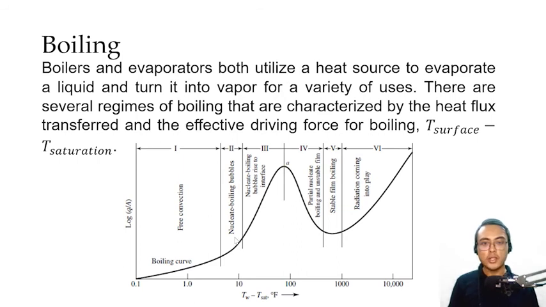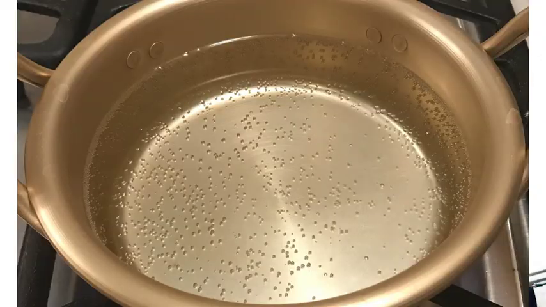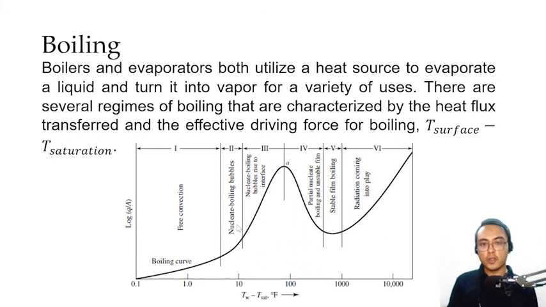Okay? As you increase this temperature difference, we enter the second regime in which nucleate boiling bubbles now appear. In our example, you would observe this as our water gets warmer and warmer. You would see that bubbles are forming at the bottom of your pot. Those bubbles are actually pockets of water vapor that are still adhering to the bottom of the pan. Now, if you have a rough surface, those bubbles would continue to cling at the bottom of the pan, while if you have a smooth surface, those bubbles would then release once they reach a critical size.